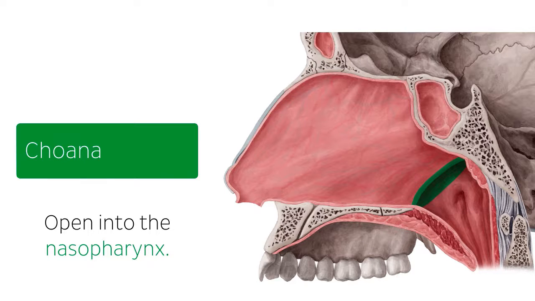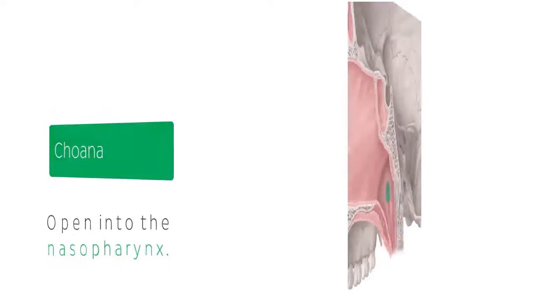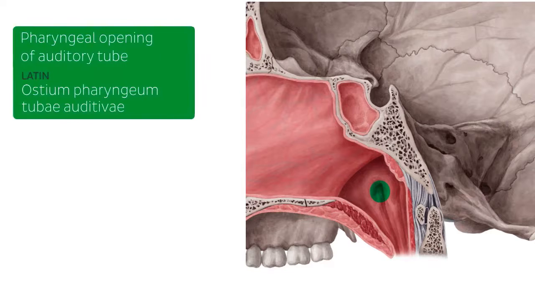The choanae are rigid openings formed by bone and open into the nasopharynx, close to where the adenoids are situated. The 2 choanae are separated by the vomer. Another structure in the nasopharynx is the pharyngeal opening of the auditory tube.